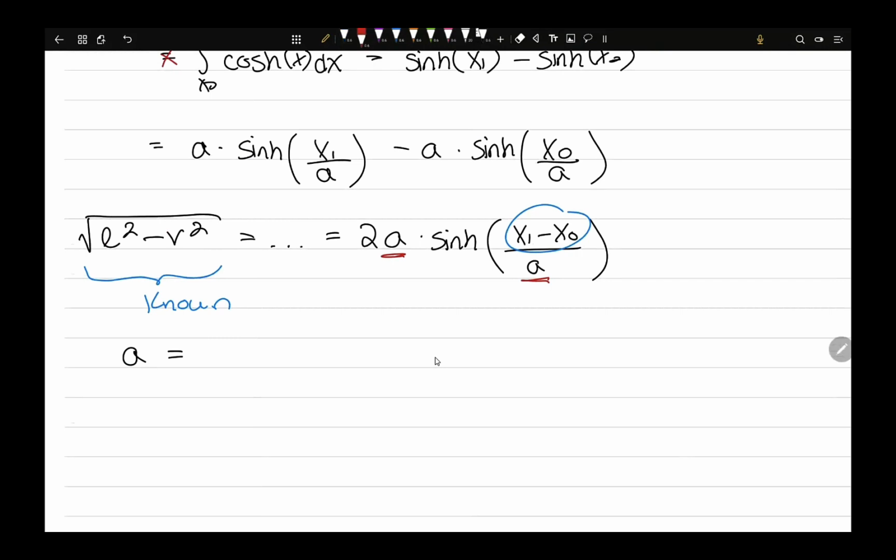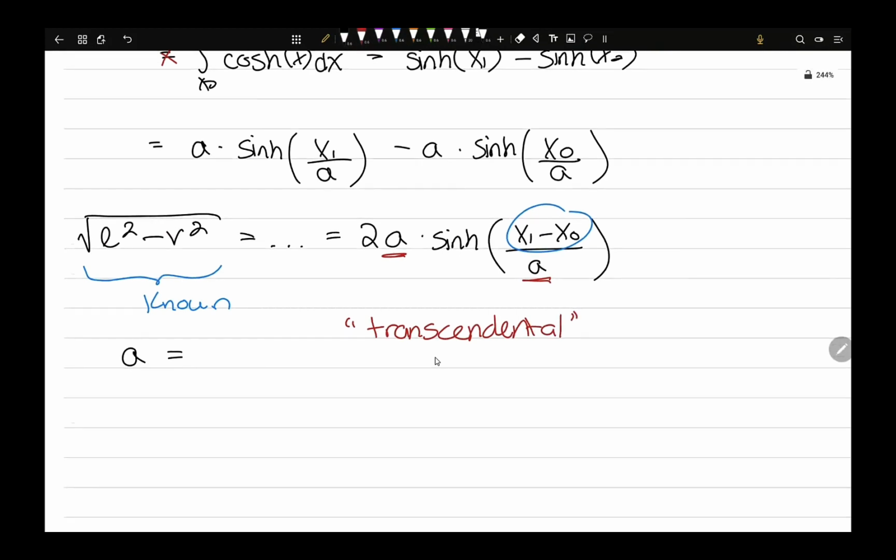But as it turns out, this equation is something called a transcendental equation. And I don't know much about that, but what I understand from it is that because this is a transcendental equation, we can't isolate A, and we can't express it in terms of a finite sequence of algebraic operations. So it would be nice to have some A equals equation, but we can't. And so what we have to do is calculate it numerically.